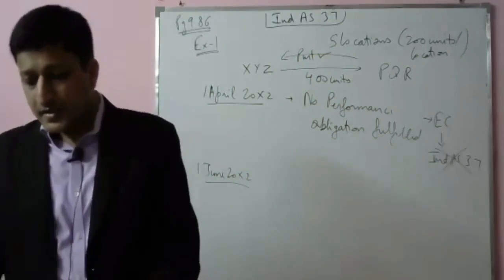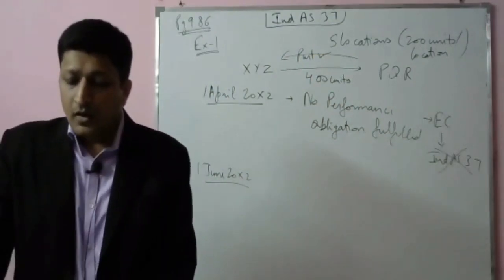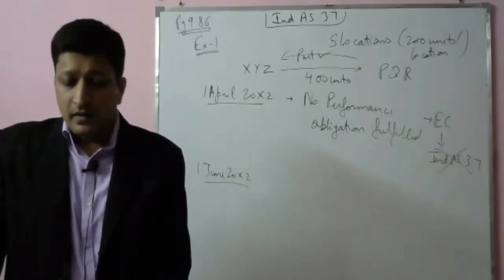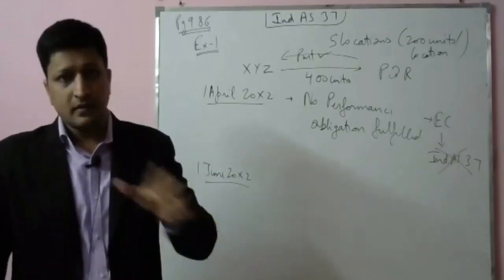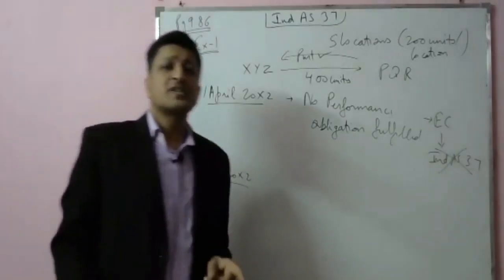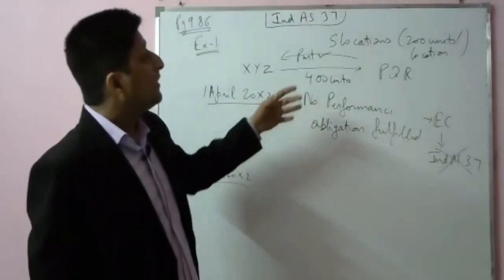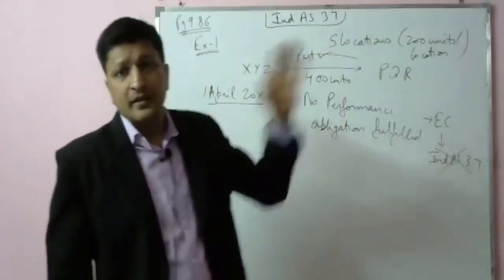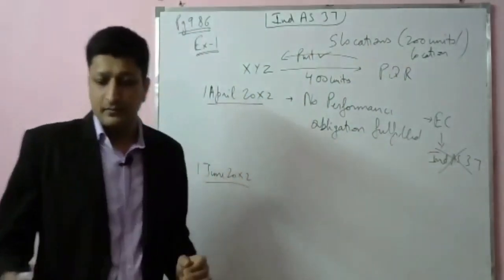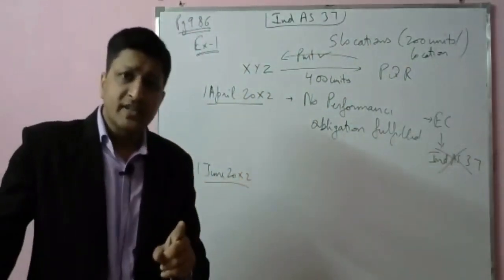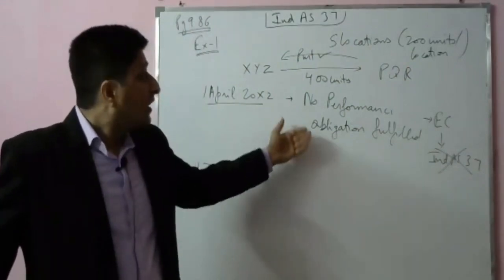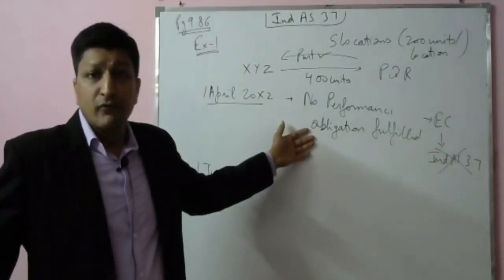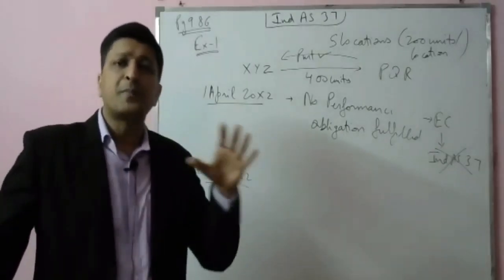Now in this case, the contract between XYZ and PQR is still going on. It's not completed, correct? Because when would this get completed? When all the units are delivered, which is not yet done. So can we say this contract is completed? No. Can we say performance obligations are fulfilled 100%? No. It's partially fulfilled.